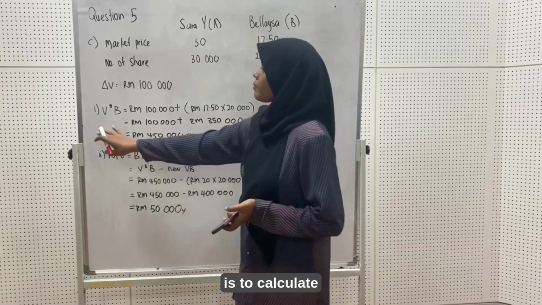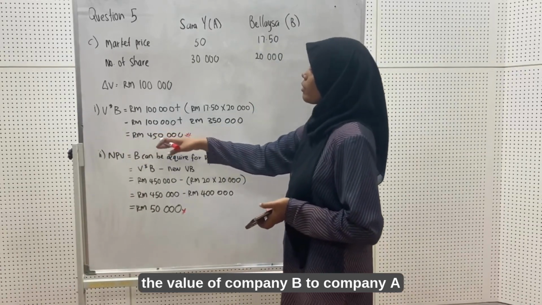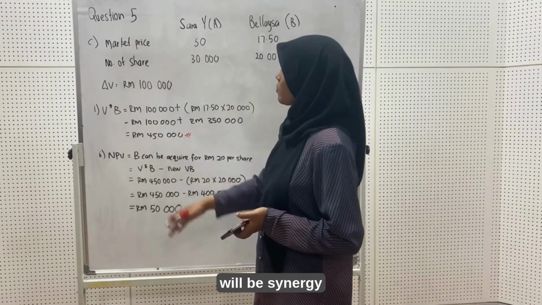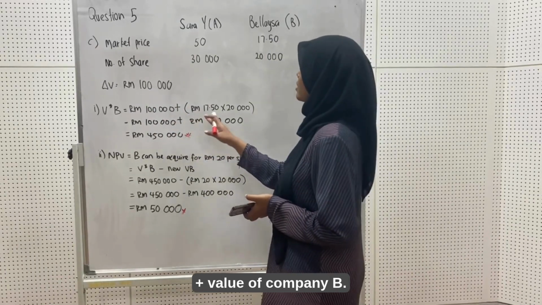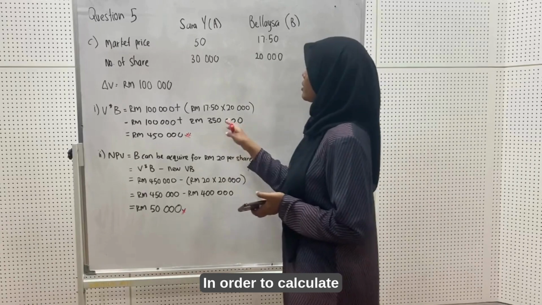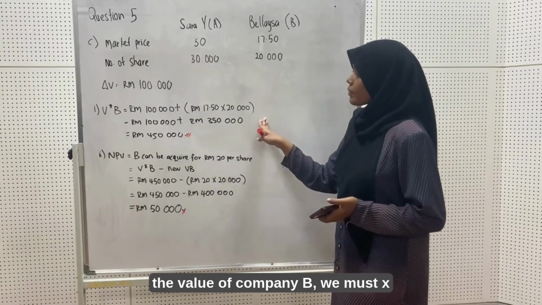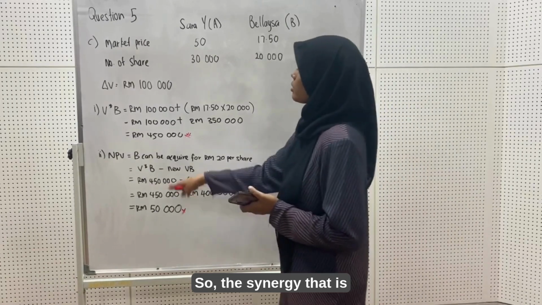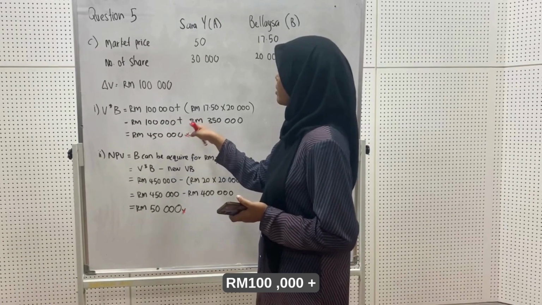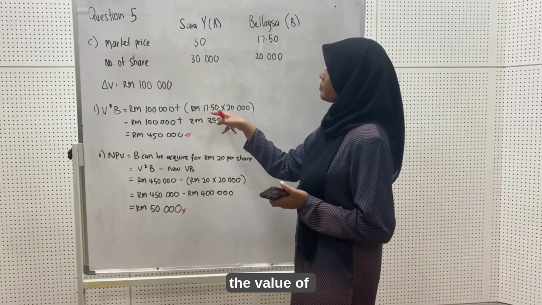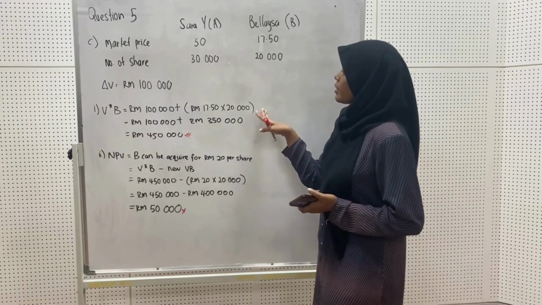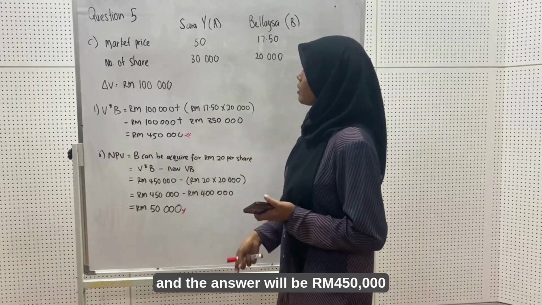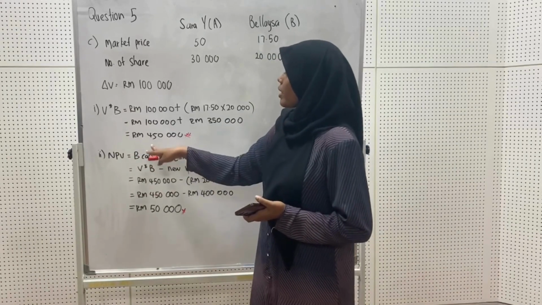For Roman 1, we calculate the value of company B to company A. The formula is synergy plus value of company B. In order to calculate the value of company B, we must multiply the market price and the number of shares. So the synergy, that is 100,000, plus the market price times number of shares, that is 350,000, and the answer will be 450,000.